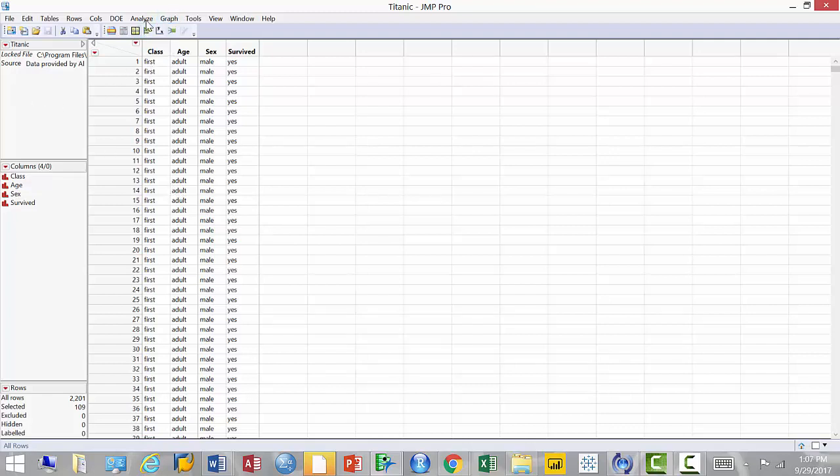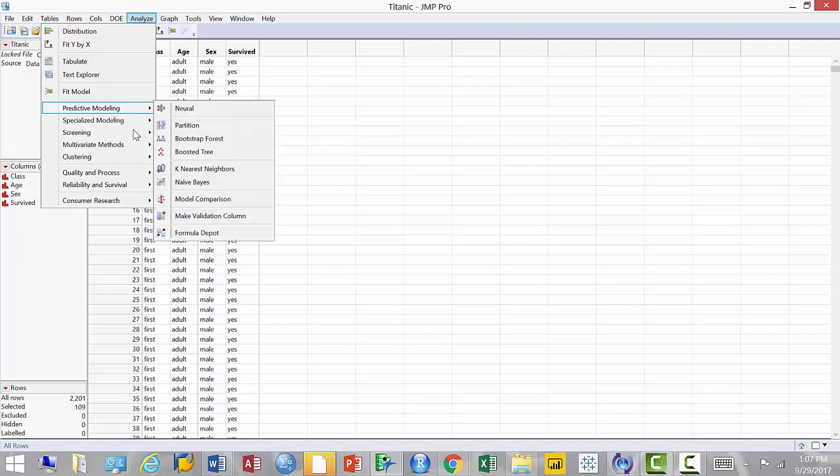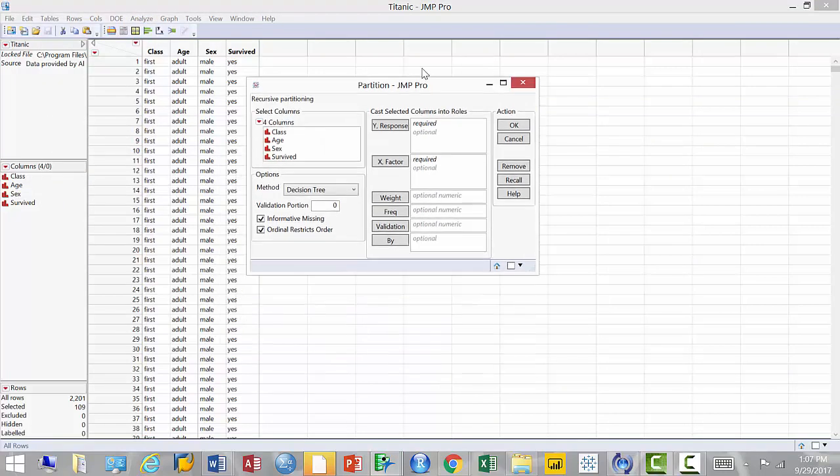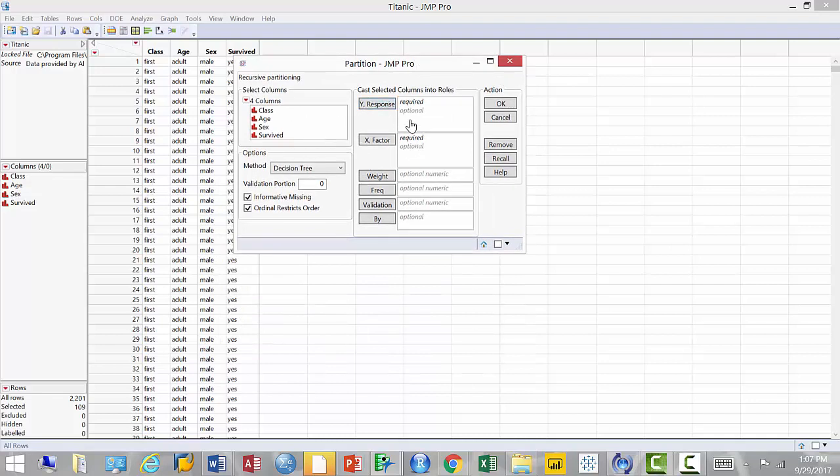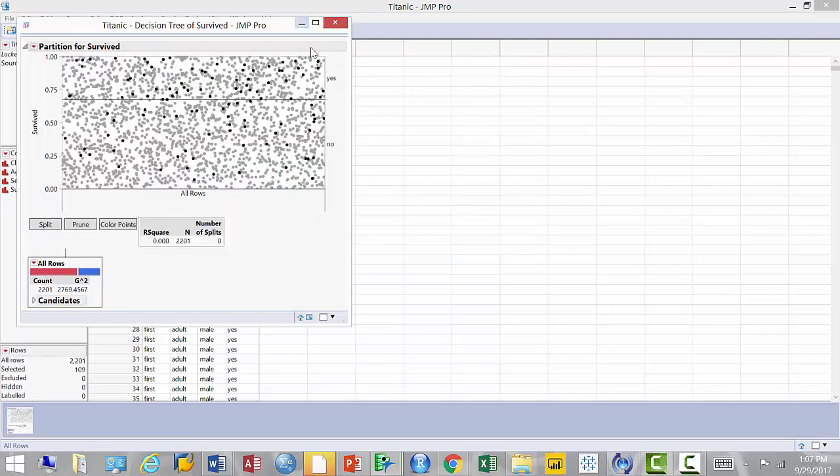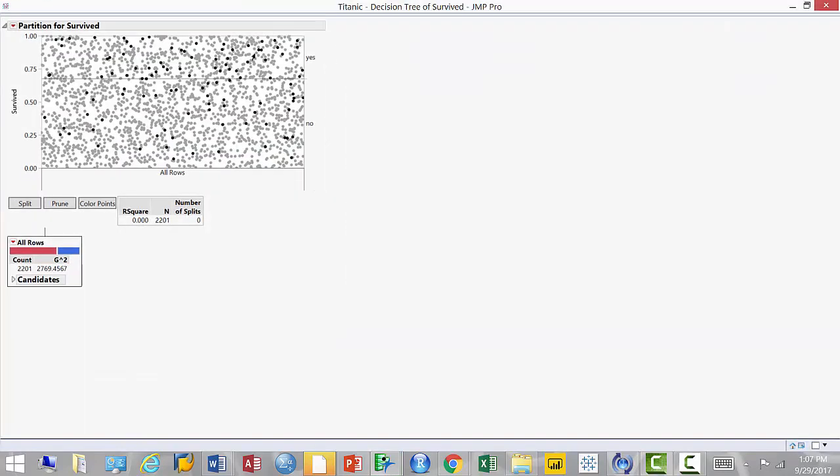We said, go to the Analyze menu and go through Predictive Modeling, Partition. Okay. And we have to specify for JMP which variable is our target. What's our dependent variable? That would be survived. So I place that into the Y area, right? And what are we using as predictors? That would be the class that the person is traveling in, age, and gender, right? So we place them all into the X area. And when I click OK, it gives us the starting point for the tree, right?